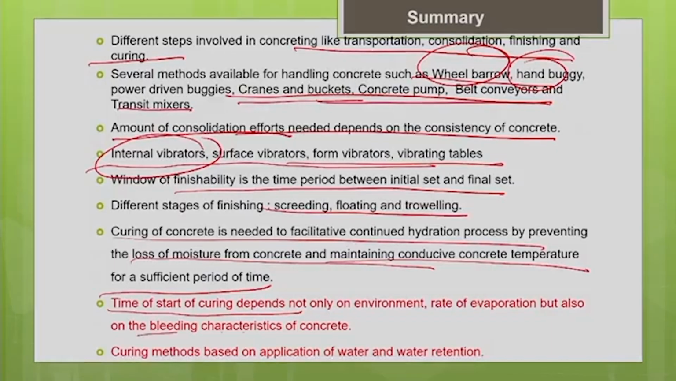It also depends upon the composition of your concrete. If a concrete has negligible or zero bleeding, you have to start curing very early to prevent plastic shrinkage cracks. So, you have to go for some initial curing also, in addition to final curing. There are different methods of curing we have discussed, some based on application of water and some based on water retention. The best is always application of water, but in some places it is not possible to apply water continuously, so we go for water retention methods.